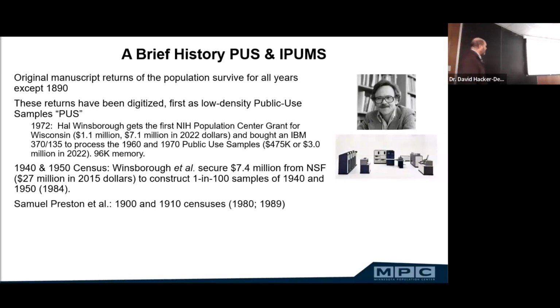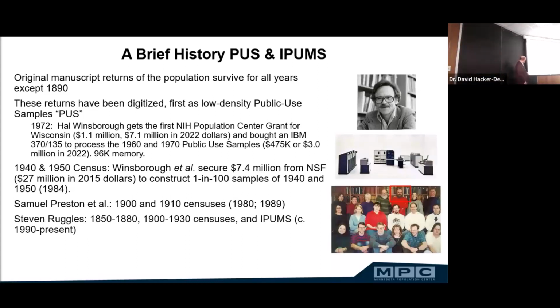Following Winsboro, Sam Preston took up the mantle for historical censuses and collected samples for 1900 and 1910. They were lower density, 1 in 750 samples. He was doing that because of these questions I'm about to show you on children ever born and children surviving that made for some interesting analyses.